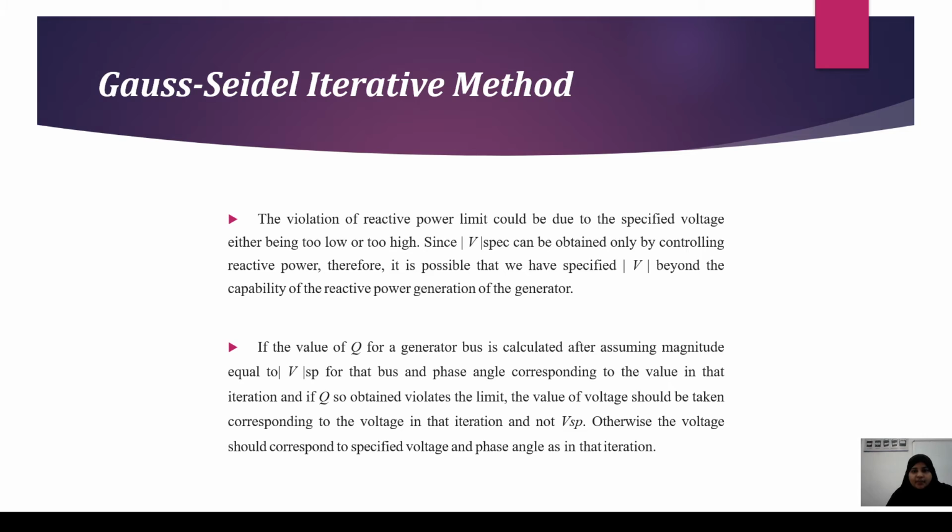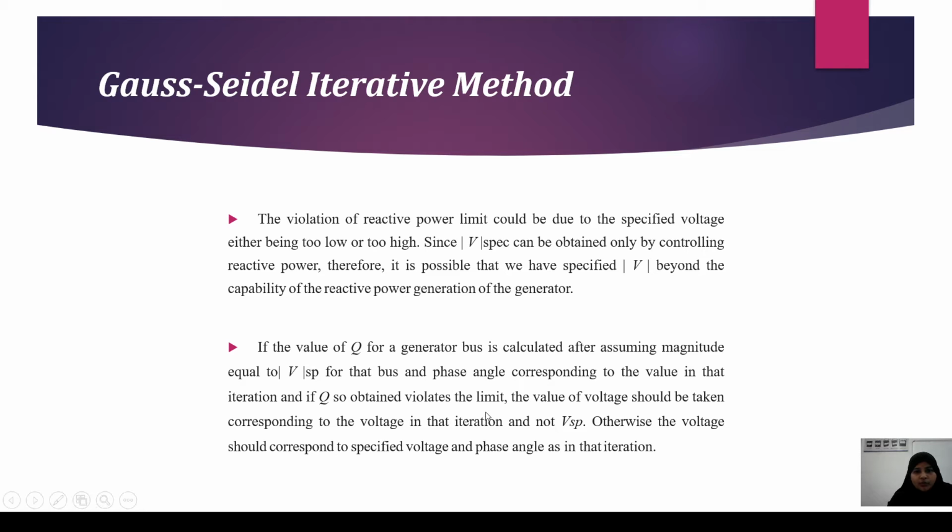The violation of the reactive power limit could be due to the specified voltage being either too low or too high. Since mod V specified can be obtained only by controlling reactive power, it is possible that we have specified V beyond the capability of reactive power generation of the generator.